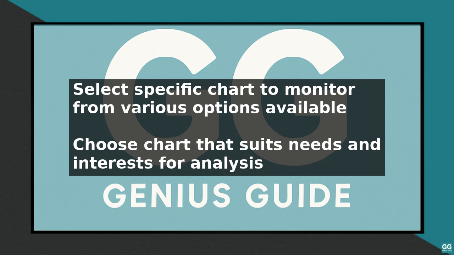When viewing a chart, you can customize the time frame and the type of data displayed. For example, you can choose to view data from the last hour, day, week, or month. You can also select the type of data to display, such as price, trading volume, or market capitalization.